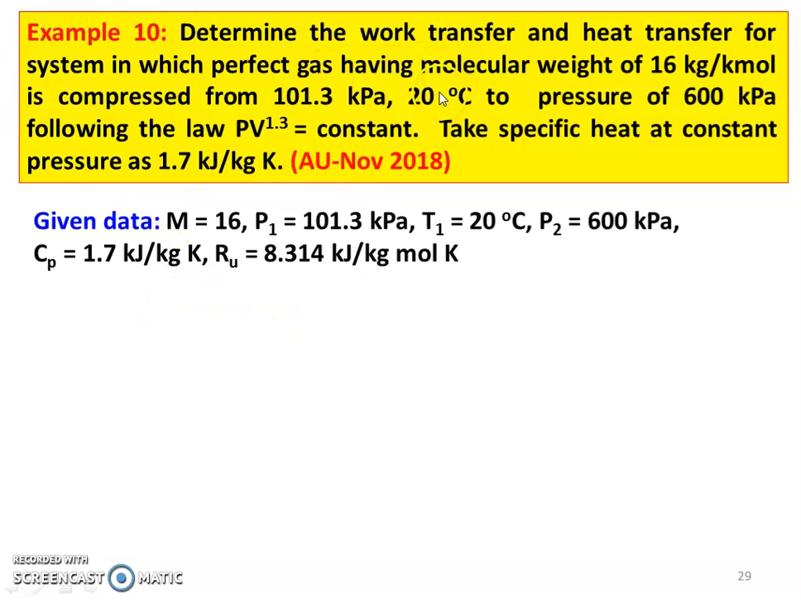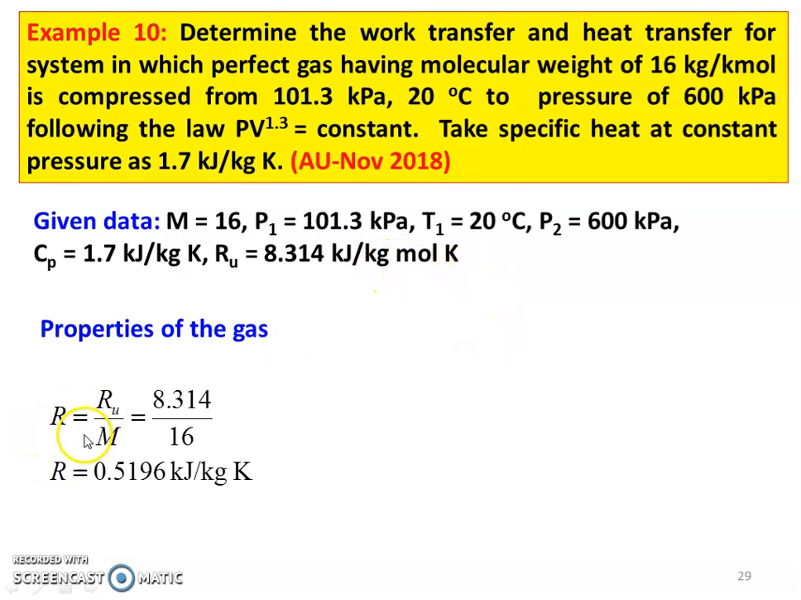After reading the problem, write down the given data. Molecular weight equal to 16, pressure P1 equal to 101.3 kPa, temperature T1 equal to 20 degree Celsius, P2 equal to 600 kPa, and Cp 1.7 kJ per kilogram Kelvin. Universal gas constant is not given, but it is a constant, the universal gas constant for all the gases, 8.314 kilojoules per kilogram mole Kelvin.